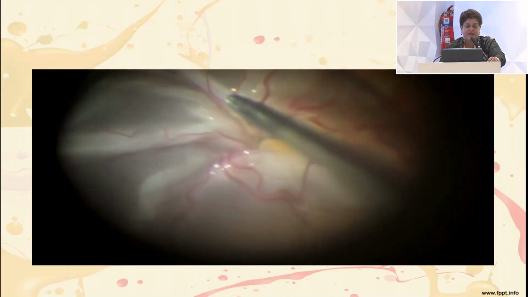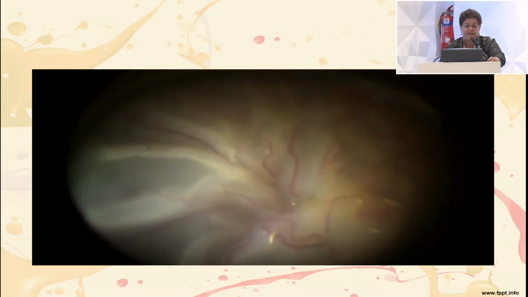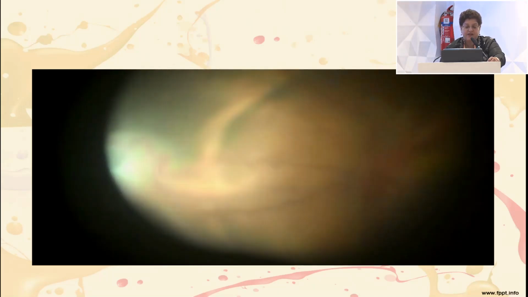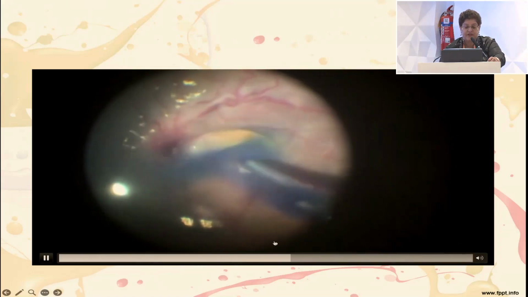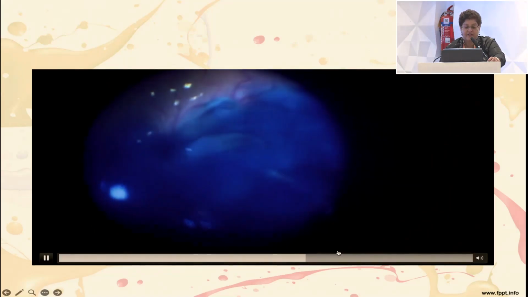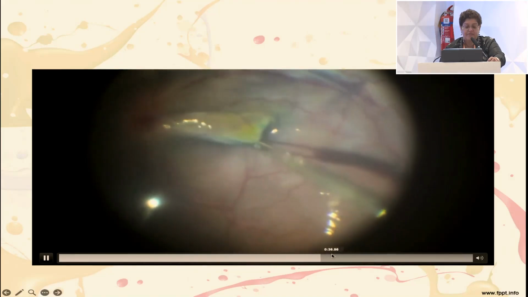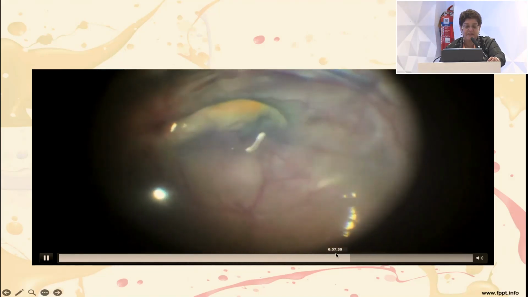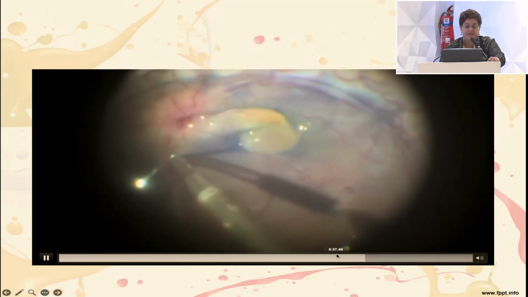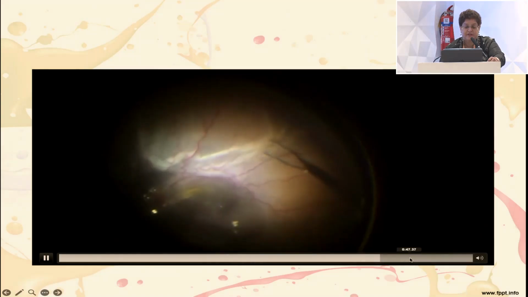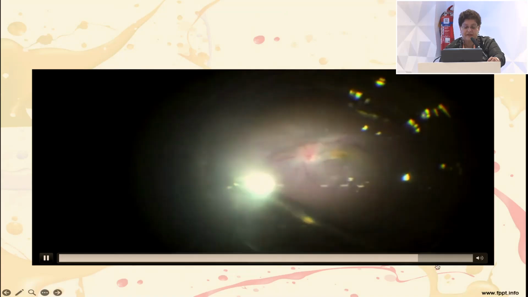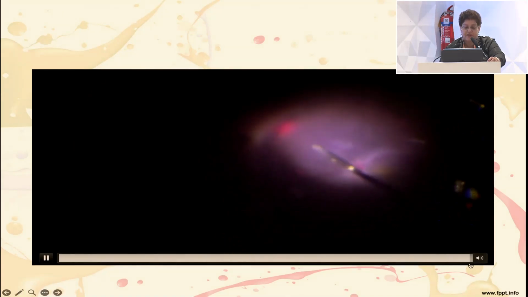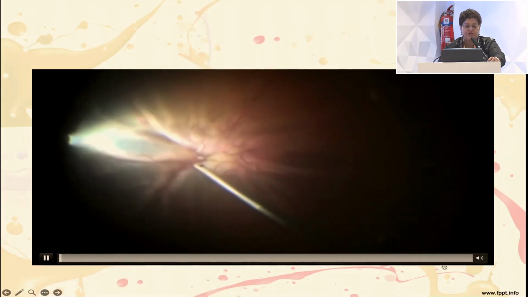And this had to be removed under PFCL. There are whole chunks of membranes on the surface. The ILM peels, yet there is a kind of a fold at the macula. And after straightening out, doing the endolaser, that is at the conclusion of surgery.